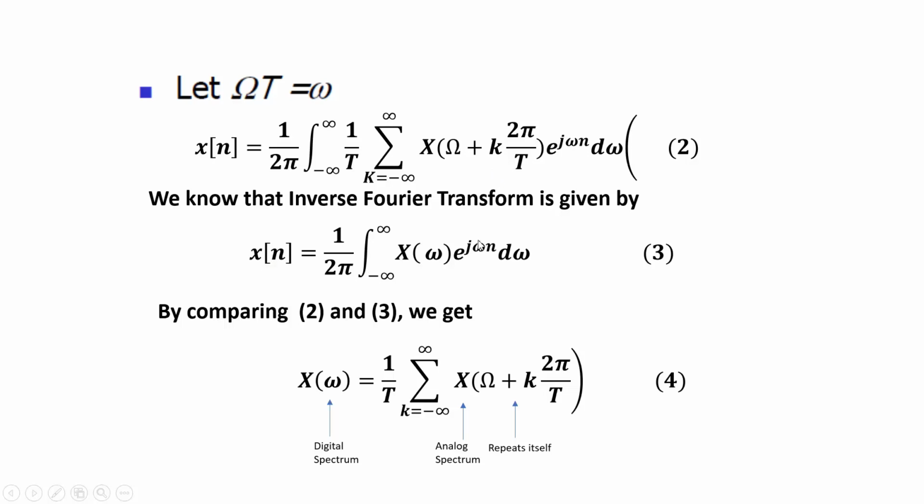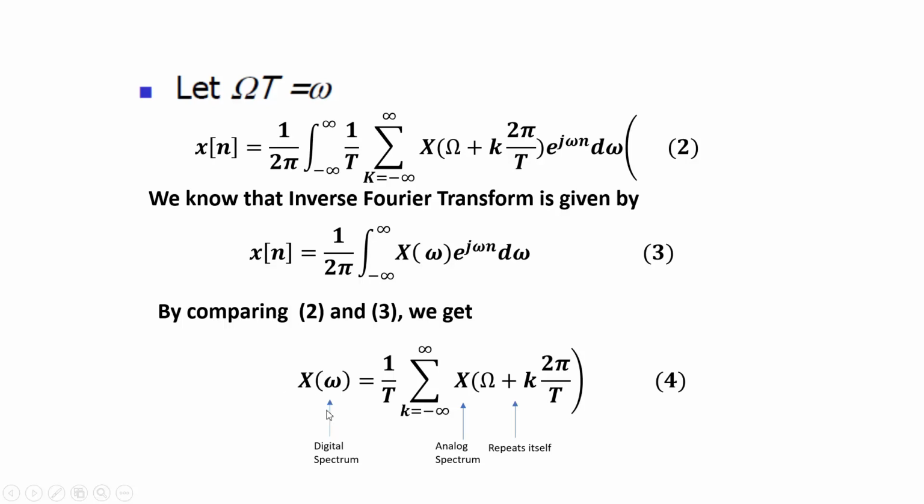Now, we also know that the inverse Fourier transform in the discrete domain is given by x[n] equals 1 over 2 pi integral going from minus pi to pi of X of small omega e to the power j small omega n, right? Now, comparing equation number 2 and equation number 3, I can say that this X of small omega, which is the digital spectrum basically, is equal to 1 over T sigma of this term X of big omega plus k times 2 pi by T. The same I have written here. That means X of small omega is 1 over T, sigma with k going from minus infinity to plus infinity, of X of big omega plus k times 2 pi by T.